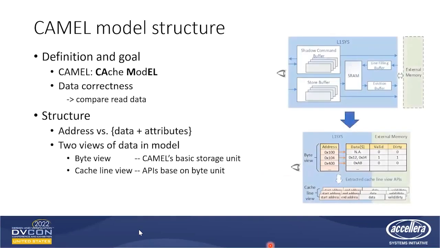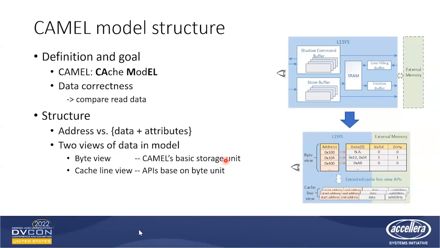As for the CAMEL model structure, CAMEL's basic storage unit is this kind of info. This info includes address and data and other attributes. The most important attributes are the valid and dirty flags. And the CAMEL model offers two kinds of view of data. The one is the byte view. In this info, the unit is 1 byte. 1 byte address corresponds to its byte data, and valid and dirty.